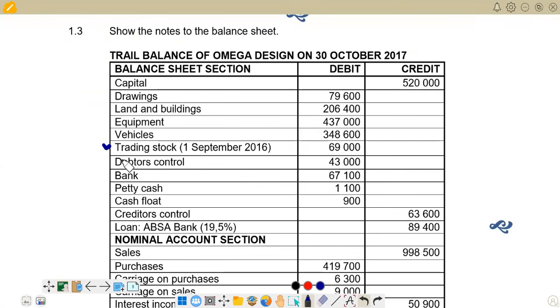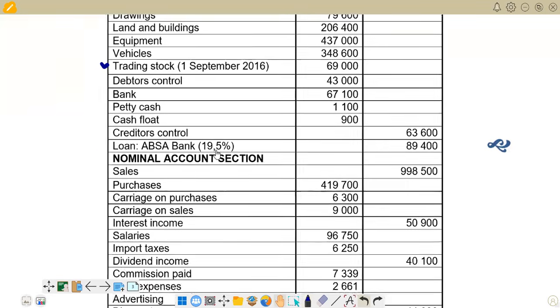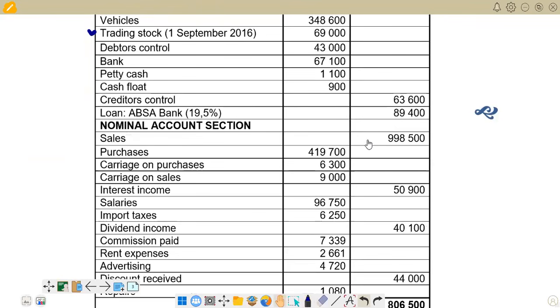So we go back again to check what other information we have in the question that we can put there. We can go down checking. We've got debtors control, bank, petty cash, cash float, creditors control, loan. All these items, you cannot include them in the trading account. Then we go to the nominal account section where we have sales. Sales should be in the trading account, but on the credit side. So we go to the credit side and put our sales, 998,500.